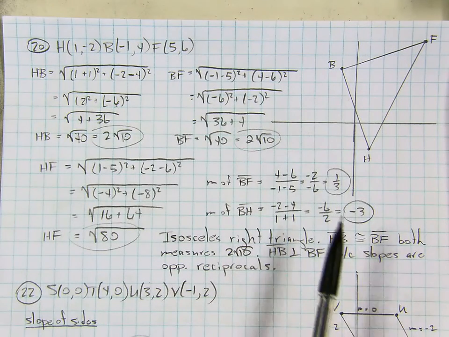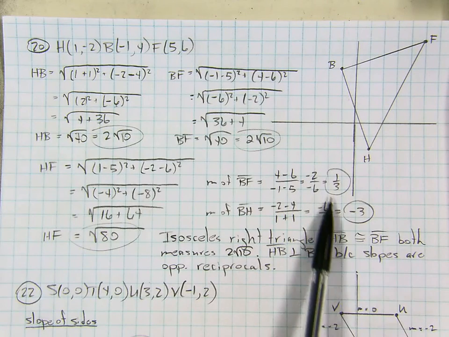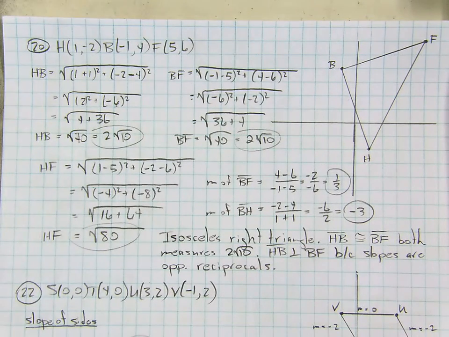So I found the slopes of BH and BF, or BF and BH. And I got 1/3 and negative 3. They are opposite reciprocals. So I wrote a similar statement to the last one. It's an isosceles right triangle because segment HB is congruent to segment BF. Both measure 2 square roots of 10. And segment HB is perpendicular to BF because the slopes are opposite reciprocals. Okay, so that's how we did it. All right, any questions?